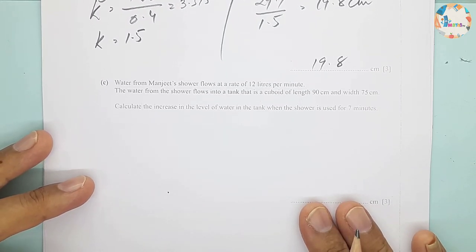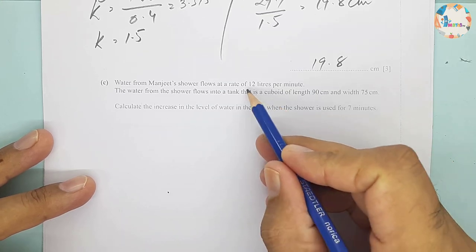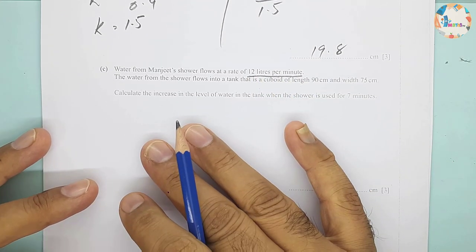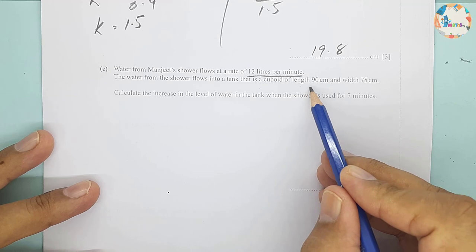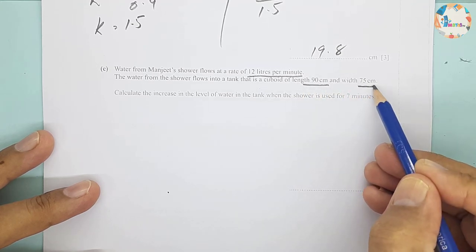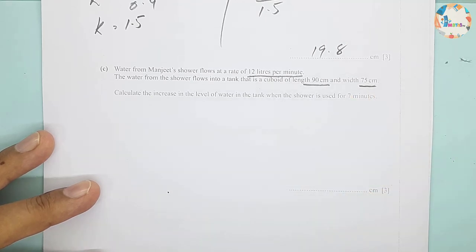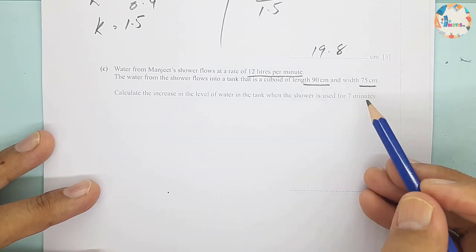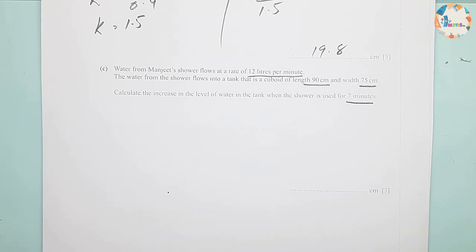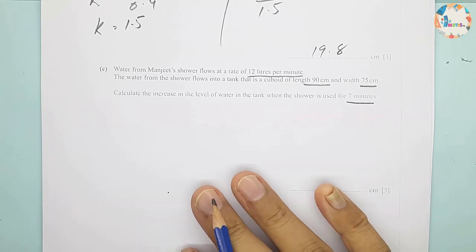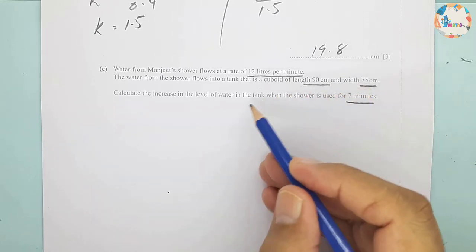Water from Manjeet's shower flows at a rate of 12 liters per minute. The water from the shower flows into a tank that is cuboid of length 90 centimeter and width 75 centimeter. Calculate the increase in the level of water in the tank when shower is used for 7 minutes. So we'll have to calculate how much water will be entering to the tank and how much height will be increased. So in this case, basically length and width of the cuboid is given.